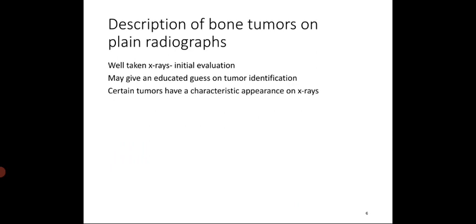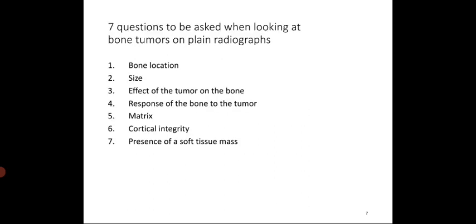So the first or the initial thing that we use to evaluate tumors would be radiographs. So it gives us an educated guess on what the tumor is, because some tumors have a certain characteristic on radiographs. So there are 7 X-ray questions that we usually look for in bone tumors.